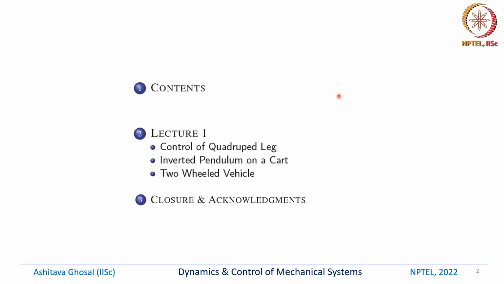In the first lecture, we'll look at three examples. We'll look at the control of a quadruped leg. The second example is that of an inverted pendulum on a cart. And the third example is that of a two-wheeled vehicle. I will end this module with closure and some acknowledgements.